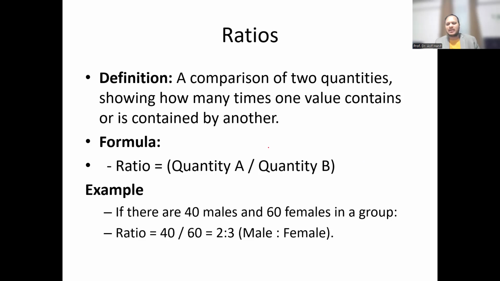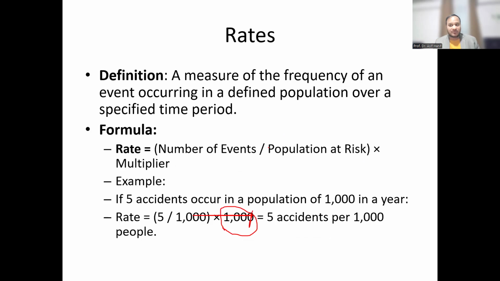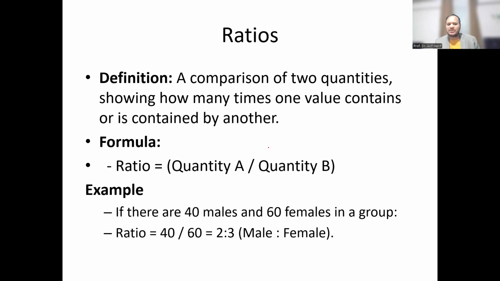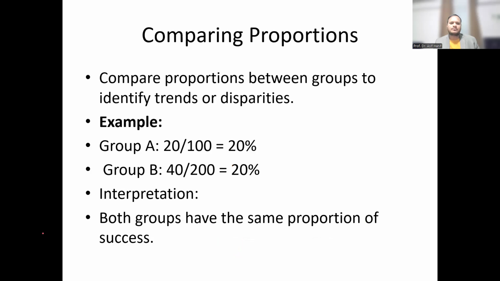For example, number of males divided by number of females. Here, total is not involved. In the previous example, like rates, total was involved, but in ratio, total is not involved. If there are 40 males and 60 females in a group, we can say the male to female ratio is 2 to 3. You just do simple mathematics, 40 over 60, and it is 2 to 3.